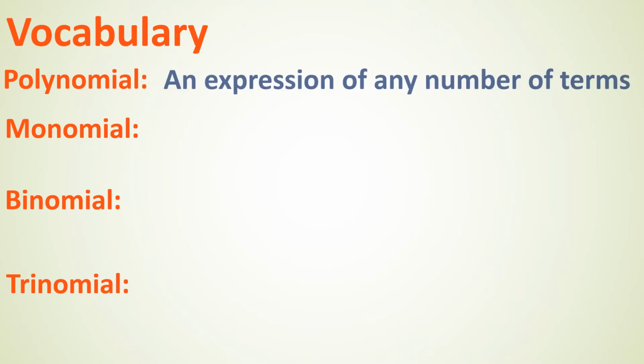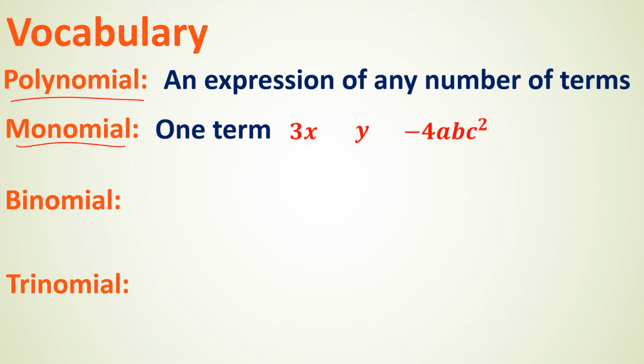So polynomial, get these copied down, is an expression of any number of terms. A monomial, right? So polynomial is kind of the general term. Monomial is a more specific type of polynomial, and it has one term. And here are a couple examples. Notice these monomials, they all have one term. Notice this one, the y has a little 1 there. You could write it in. Notice this one, this is a monomial. It looks like it has a lot of different things going on, but this is all one term.